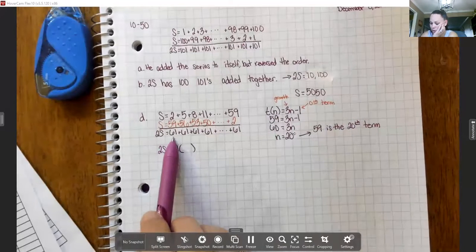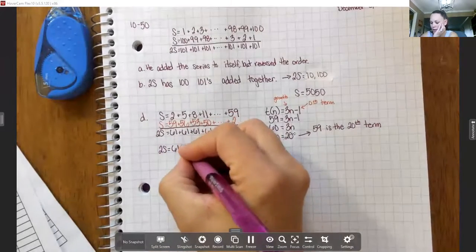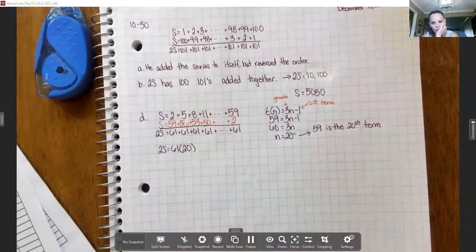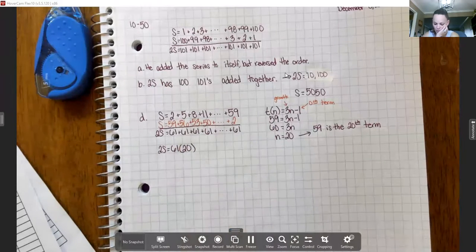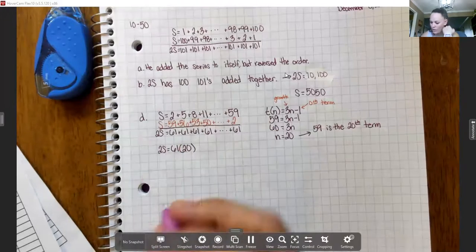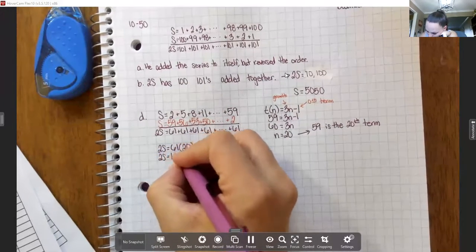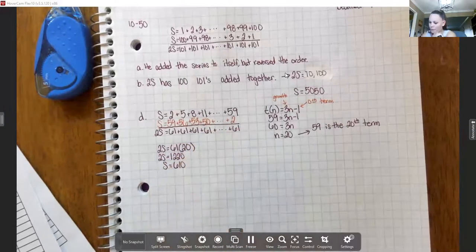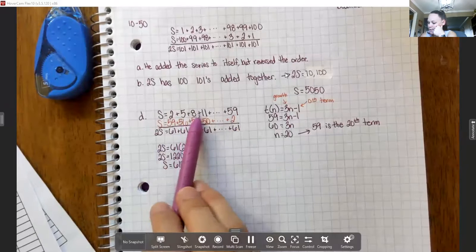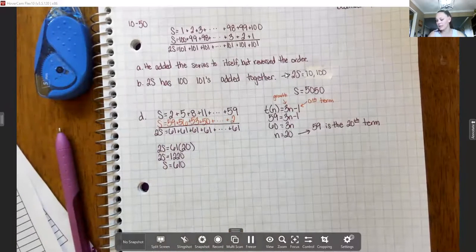Which means we have 20 61s here added together. So that tells us that 2s is equal to 1,220, or s is equal to 610. So 2 plus 5 plus 8 plus 11 plus all the way to 59 growing the same way is going to be 610.